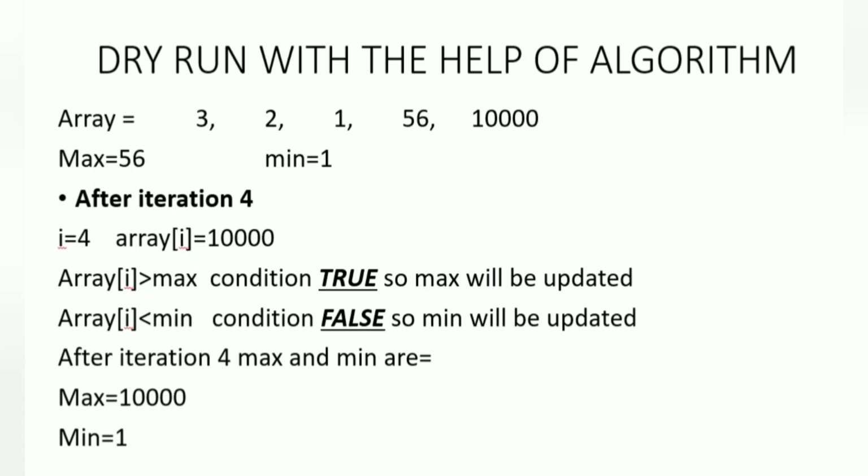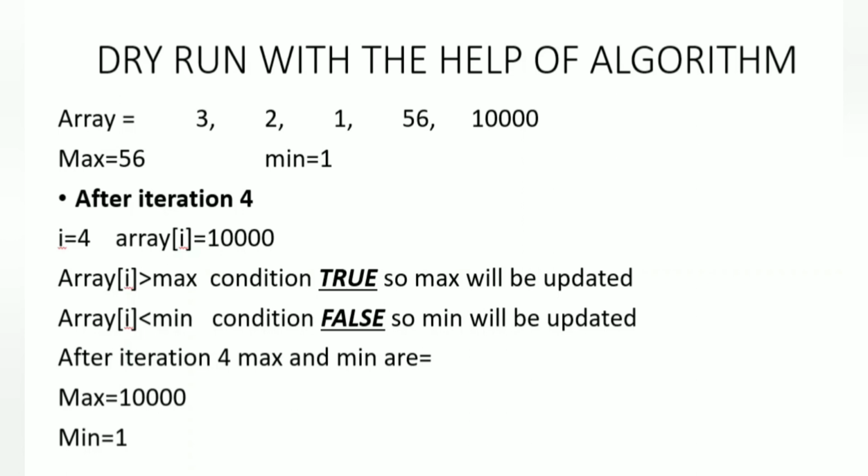Let's move to iteration 4. i is equal to 4. Array of 4 is equal to 10,000. Now check. 10,000 is greater than max value. Max is 56 here. 10,000 is greater than 56. Condition true. So max will be updated. Now check. Array of i is less than min. Here array of i is 10,000 and min is 1. 10,000 is less than min? No. So min will not be updated. After iteration 4, max is 10,000 and min is equal to 1.